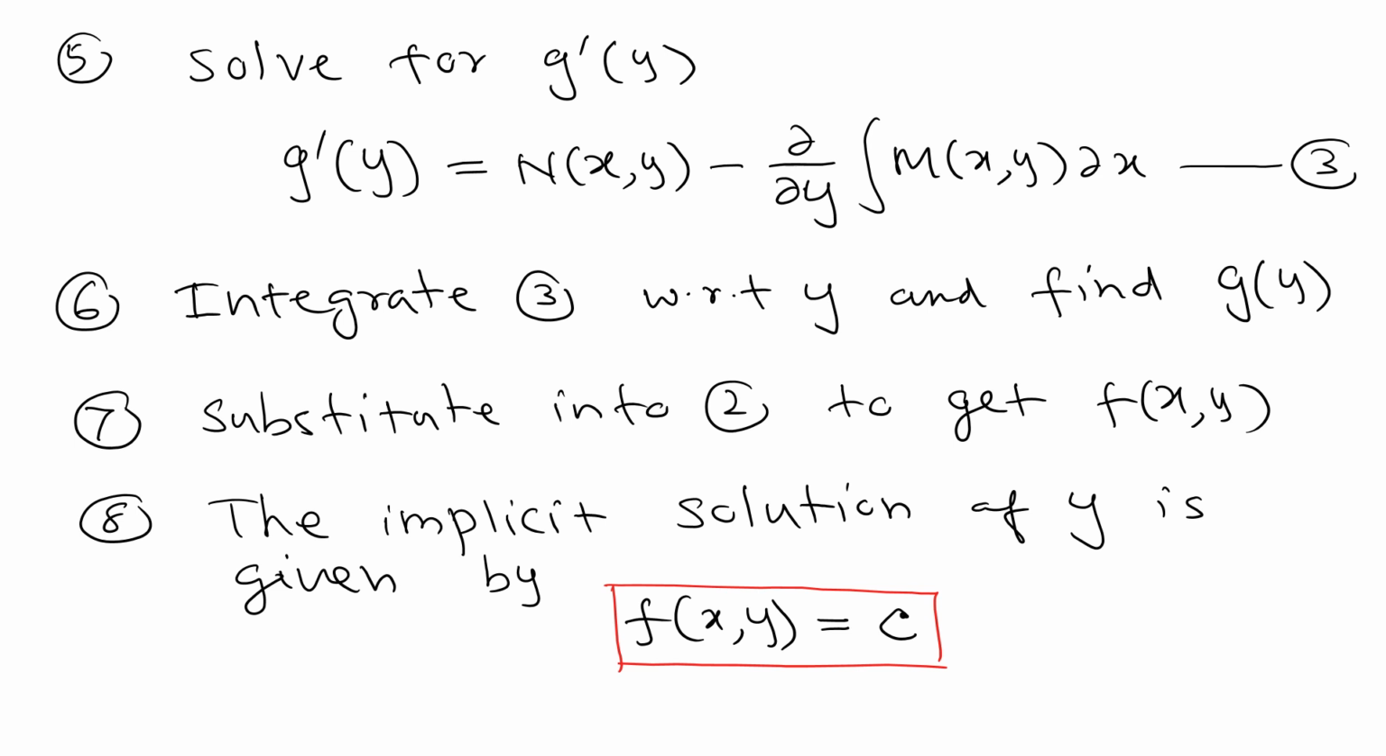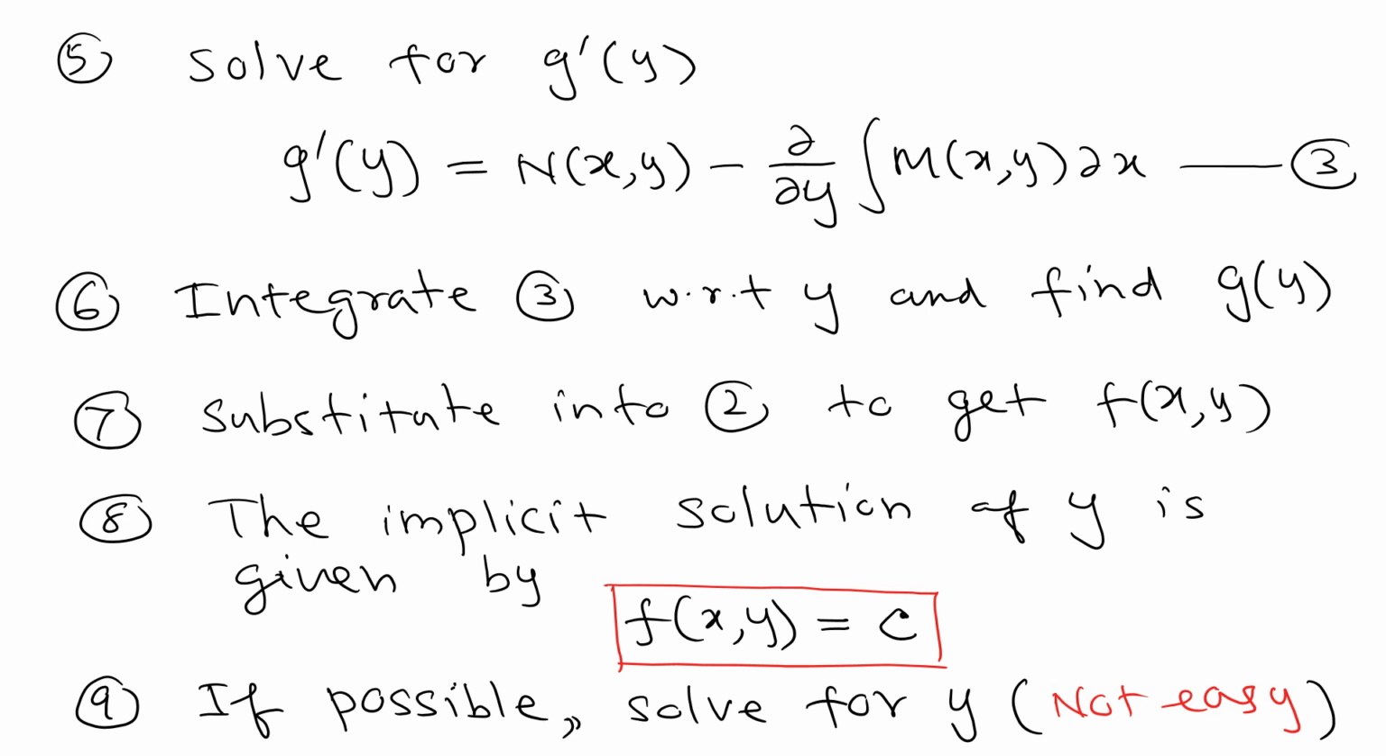The implicit solution of this equation is simply given by f(x,y) equal to c. So you have to set this one. This step is very important. And then what we do, if possible, we try to solve this one for y. That's not always possible, because we get very complicated expressions, but if possible. Otherwise, after you get to this level, we use numerical solvers to find y. So that's the idea.